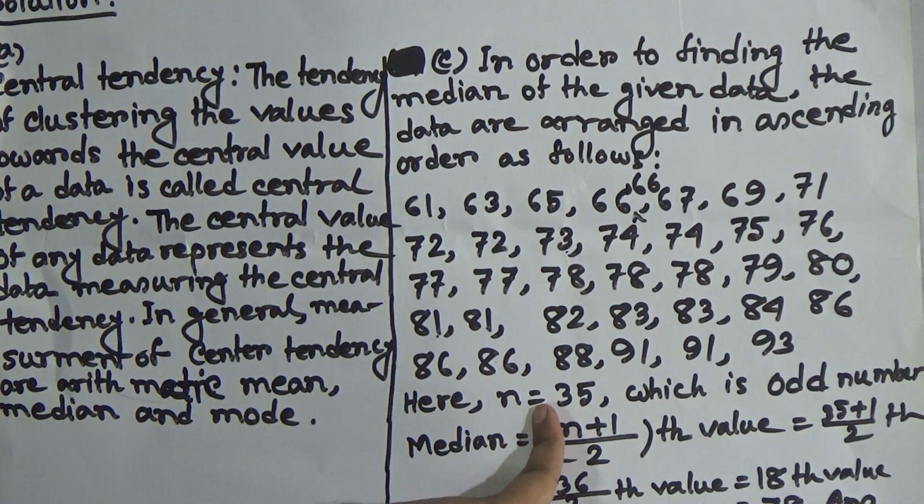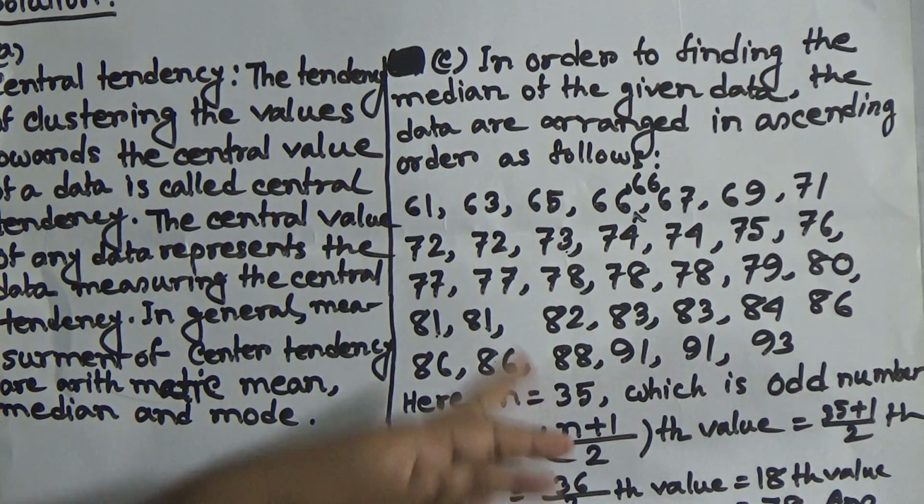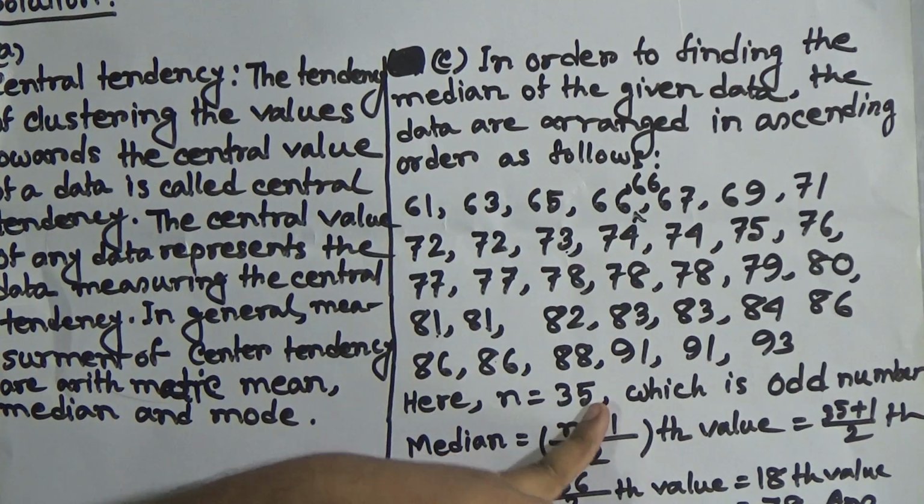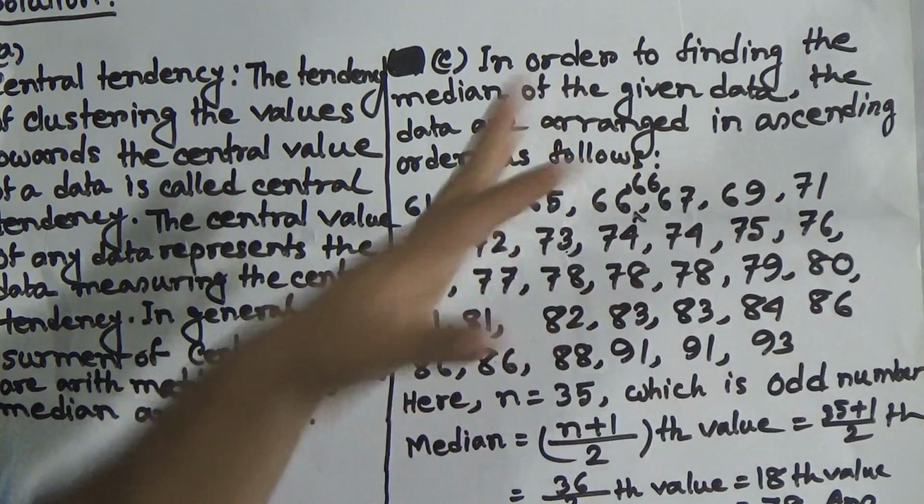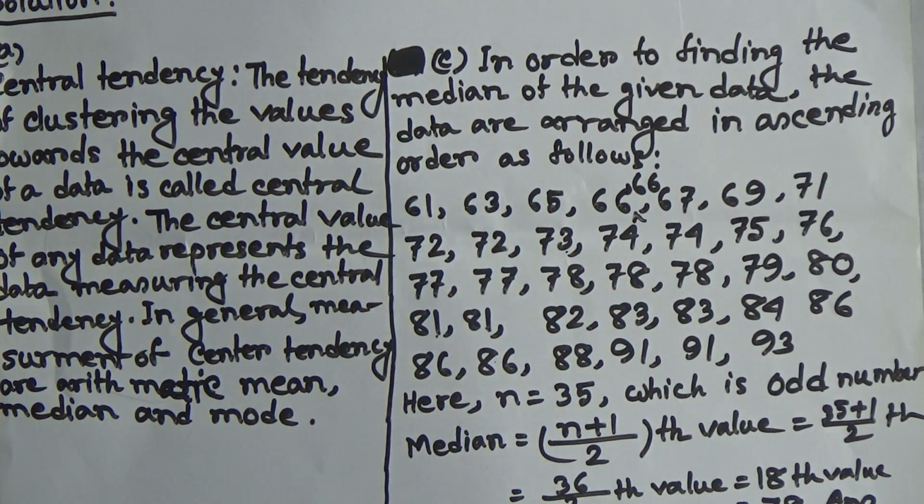So how many students are there? There are 35 students, so that 35 will be the value of n. Here n equals 35, which is an odd number. If the number is odd, then the median's formula is (n plus 1) by 2.